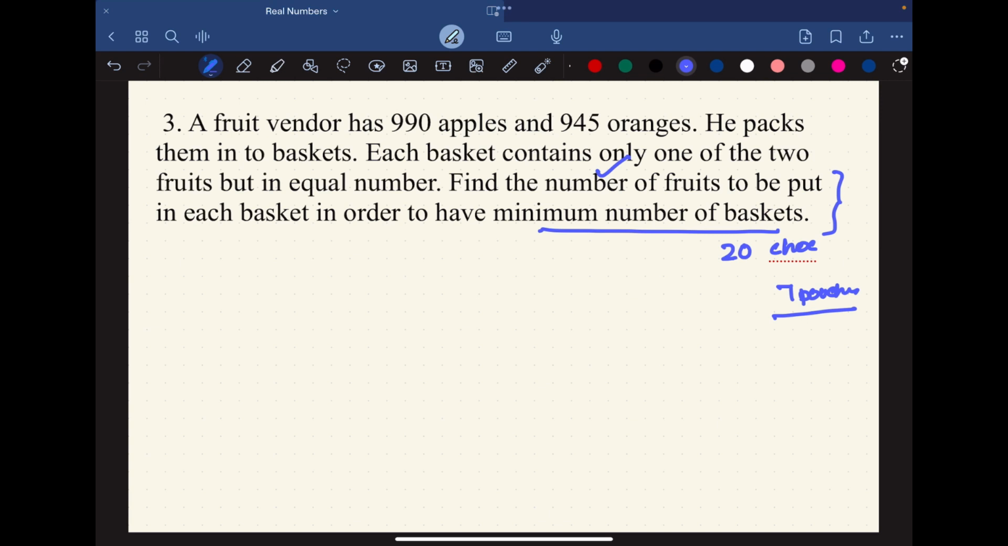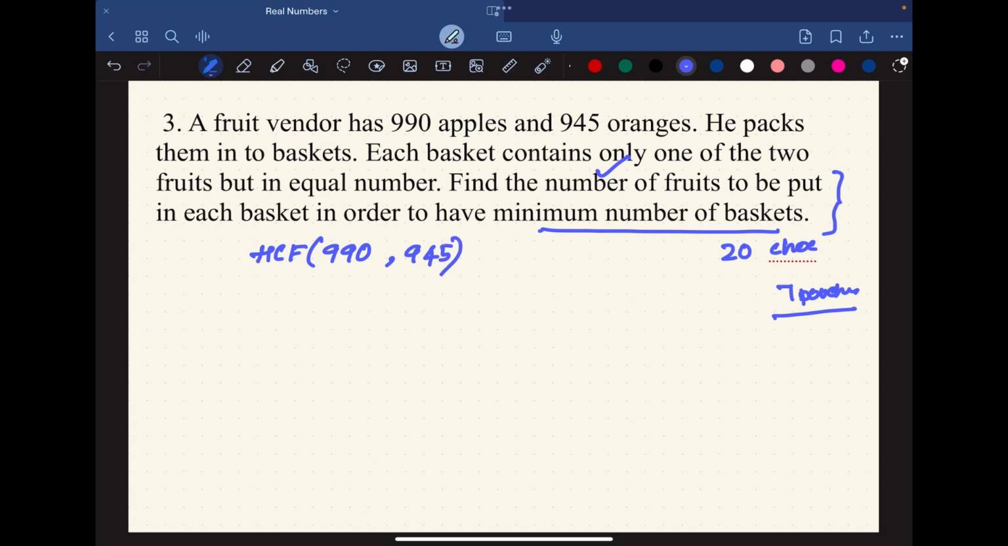Then what do we have to find out now? The maximum number of fruits that can be put in one basket. That means you will be finding out what? Very good. You will be finding out the HCF of these numbers, 990 and 945.